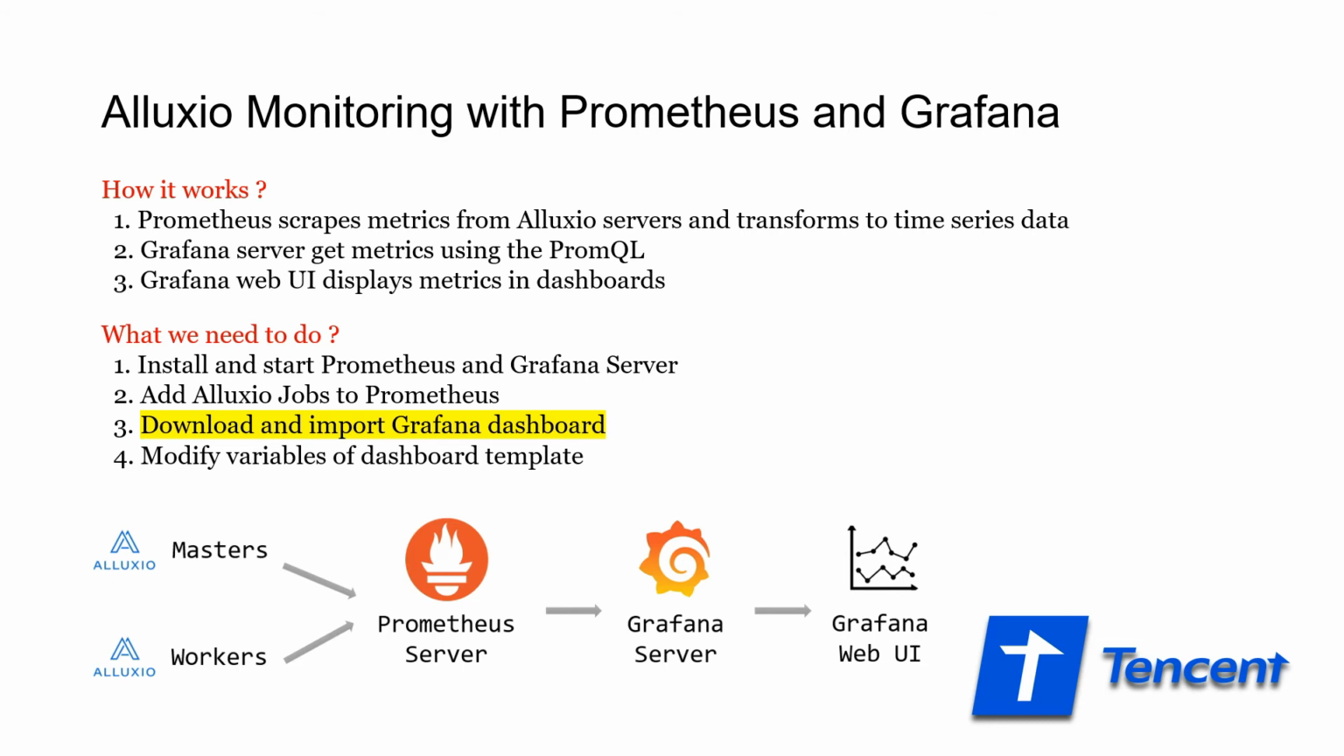Then we need to add our Alluxio jobs to Prometheus. Then Prometheus can find our Alluxio service and scrape the metrics automatically. Then in the Grafana part, we offer a Grafana dashboard template, so we can reuse it to quickly set up an Alluxio dashboard. So step 3 is to download and import the dashboard template. Lastly, we modify the variables of the template to make it our own dashboard. It sounds quite simple, right?